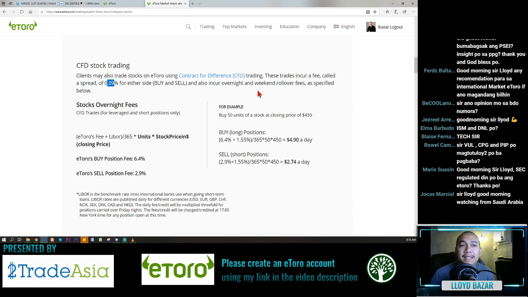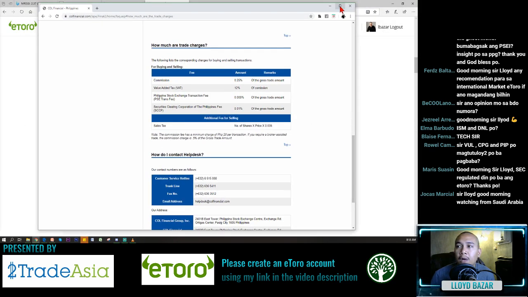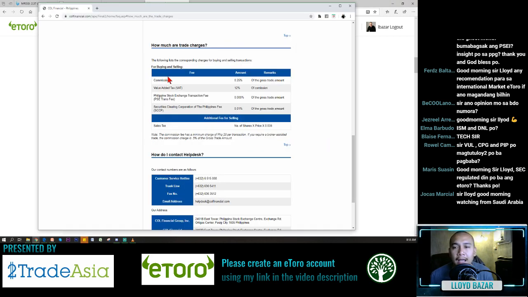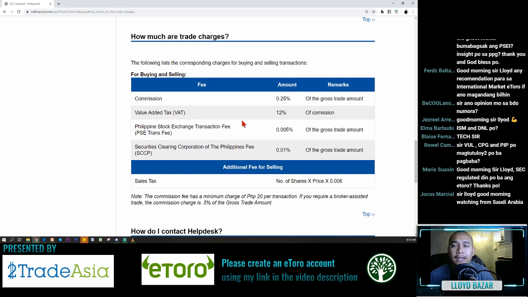Right now, let's compare this sa PSEI. Kinuha ko kanina si Call Financial. Ito yung pinakasikat sa PSE. So again, sa eToro, 0.09 one way, on total is 0.18%. Okay? Sa Pilipinas, ito po yung calculation. I just wanna zoom in this one para mas makita ninyo po. Ito yung kay Call Financial. Nothing against Call Financial. Ganito sa lahat. Si Call Financial lang is very accessible, so yun yung ginamit ko. So, for buying and selling.